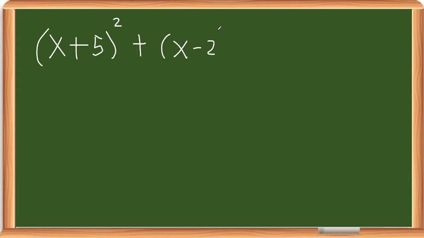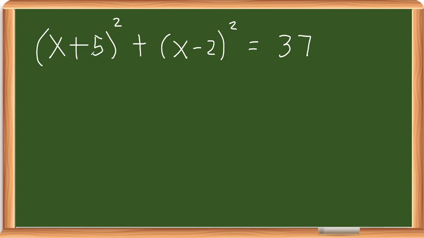Ito, x plus 5 squared. So, we have a square binomial here. And then, plus x minus 2 squared is equal to 37. Okay. Ito, actually, kukunin mo yung product nito.